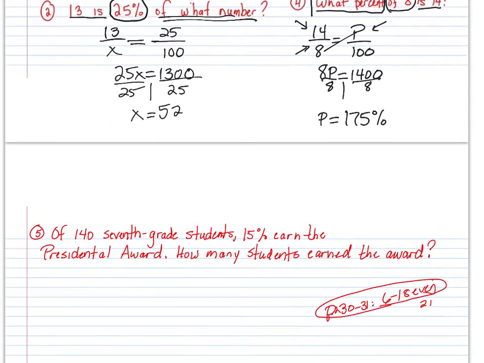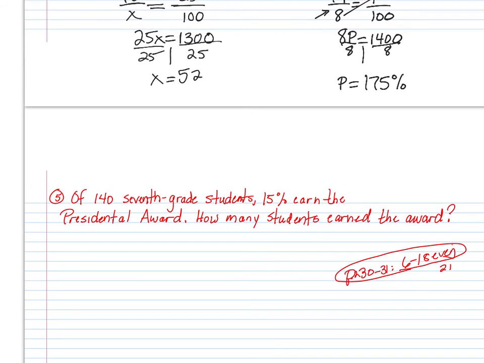Okay, and then the last one's a story problem. I told you to use part over total equals percent over 100. All right, on this one, it says, of the 7th grade students, 15% earned the presidential award. How many students earned the award? So we would let x equal how many earned the award.